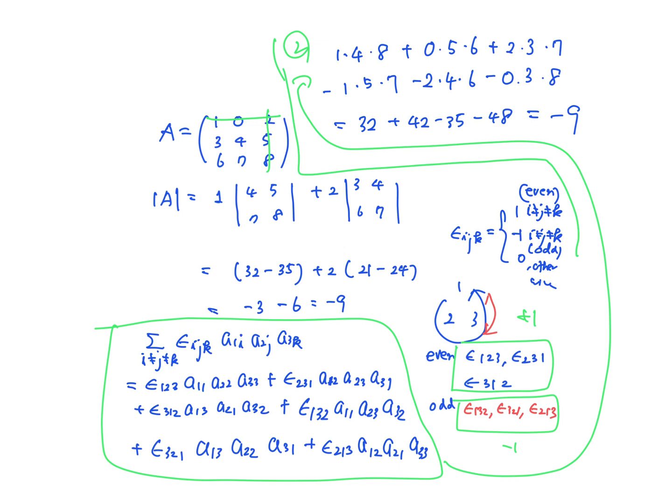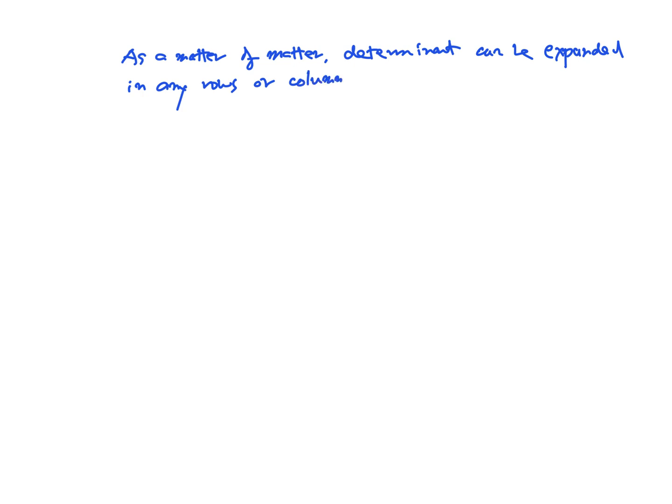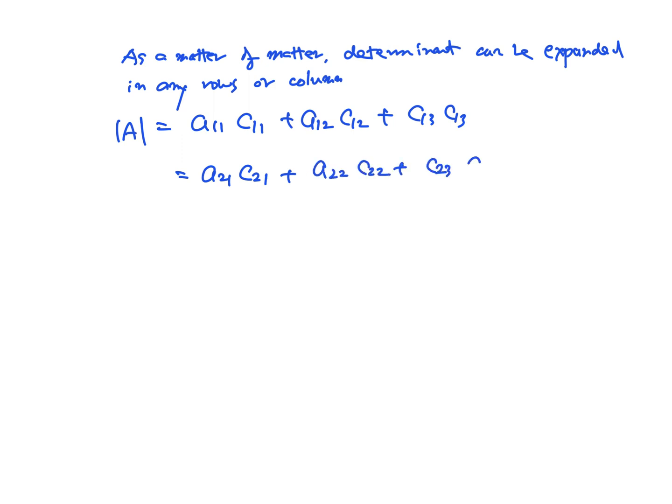And so instead of 1, 0, 2, 3, 4, 5, 6, 7, 8, as a matter of fact, the determinant can be expanded in any rows or columns. So determinant is actually A11, C11, A12, C12, A13, C13, but also you can use A21, C21, A22, C22, A23, C23, and etc.